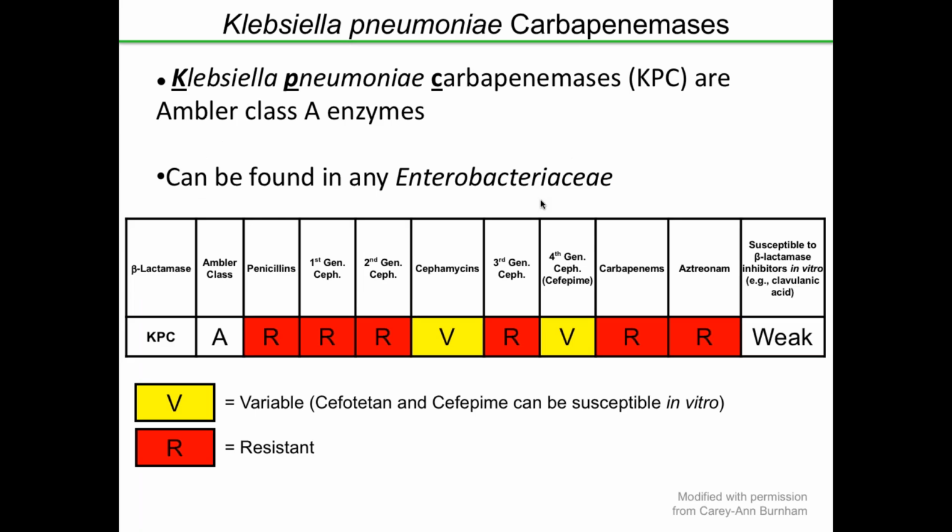Moving on to the Klebsiella pneumoniae carbapenemases, or KPC. These can be found in any of the Enterobacteriaceae, and you can see the chart is getting even more red here. So cefamycins are testing variable as well as the cefepime.